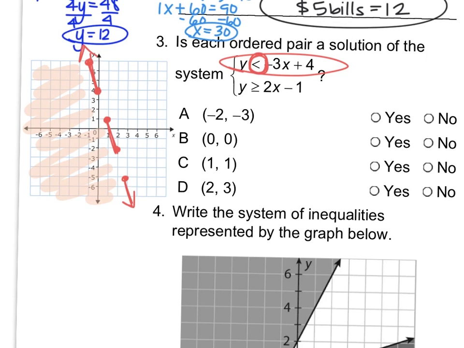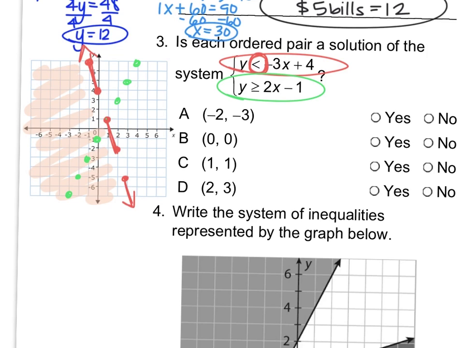All right, then my next equation is going to be right here. I'm going to start at -1. This time I'm going to go up 2 over 1. Remember, make that go as many times in your graph as you possibly can.